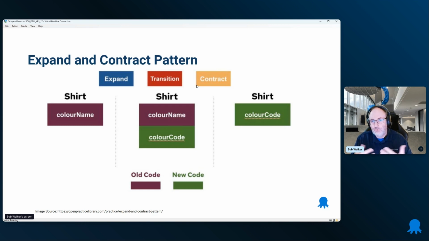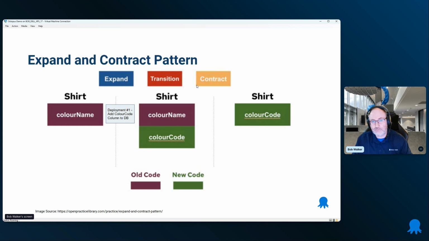With this, we're going to end up having 4 unique deployments. So the first deployment is going to be on the database. And this is where we add colour code to the database. And we add it as a nullable column. It's not required. We just add it to the database.